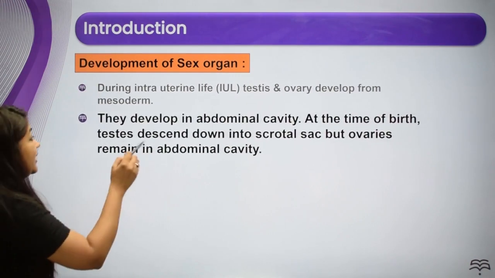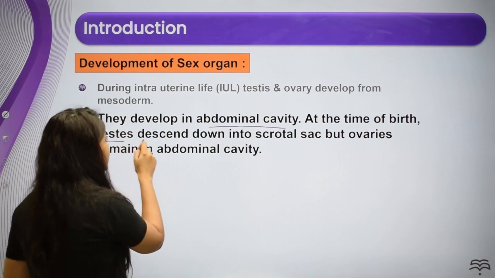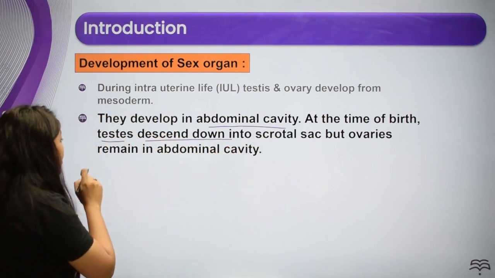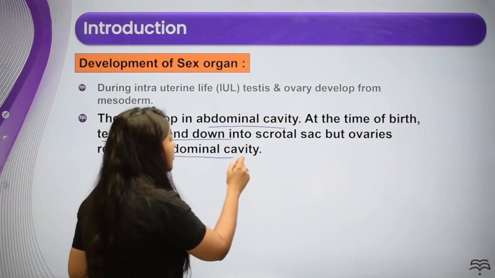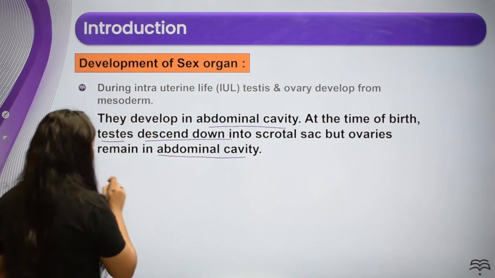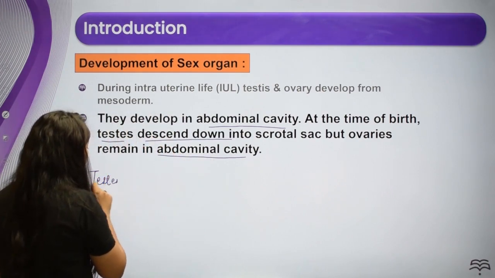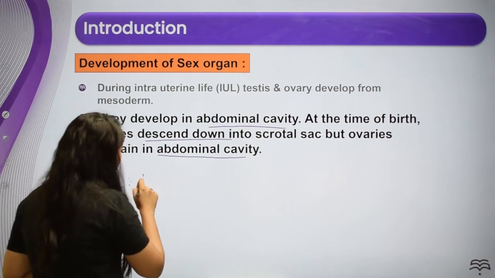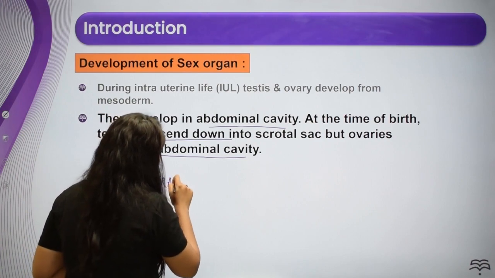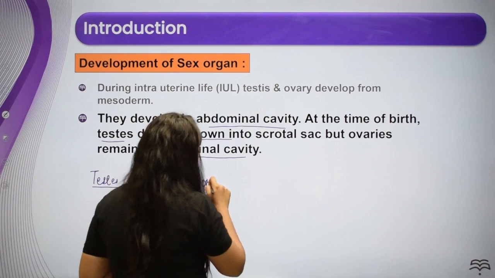All right, now they develop in the abdominal cavity, and at the time of birth, the testes, they descend down into the scrotal sac, but the ovaries, they remain in the abdominal cavity. A very, very, very important point. अगर तुम लोग को याद हो, छोटे क्लासेस में जब भी टेस्टिस के लोकेशन के बारे में हम लोग बात करते हैं, तो हम लोग बोलते हैं दे आर लोकेटेड एक्स्ट्रा एब्डोमिनली. कैसे लोकेटेड है? Extra abdominally.